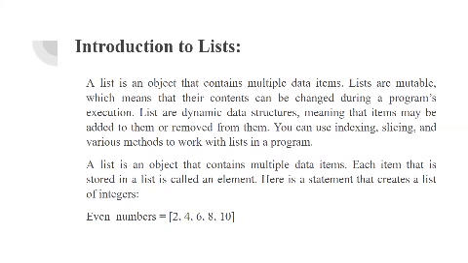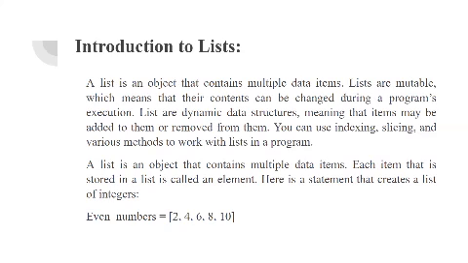Introduction to list. A list is an object that contains multiple data items. Lists are mutable, which means that their content can be changed during a program's execution. Lists are dynamic data structures, meaning that items may be added to them or removed from them. You can use indexing, slicing, and various methods to work with lists in a program. In general, lists are used to store a group of items of different data types.